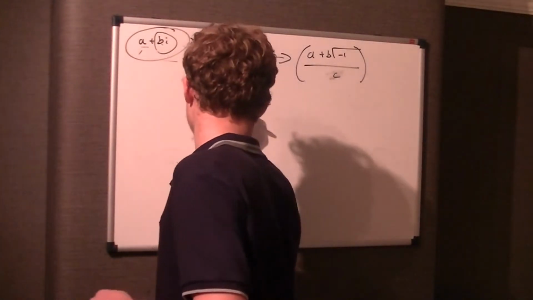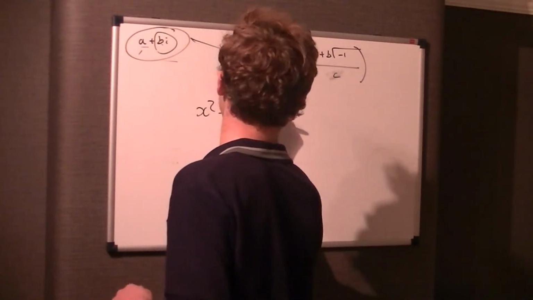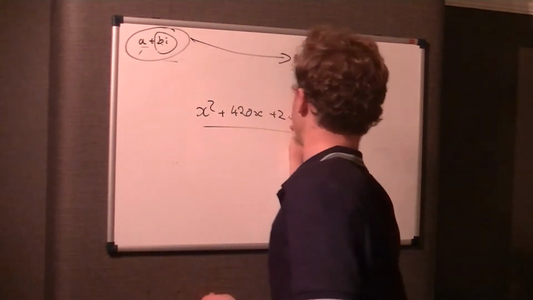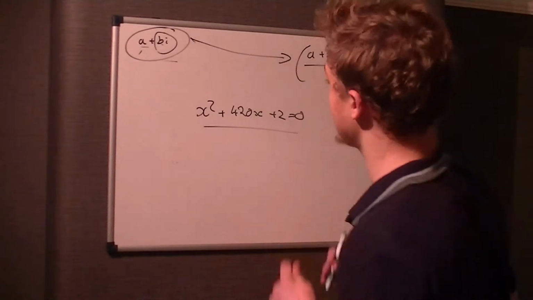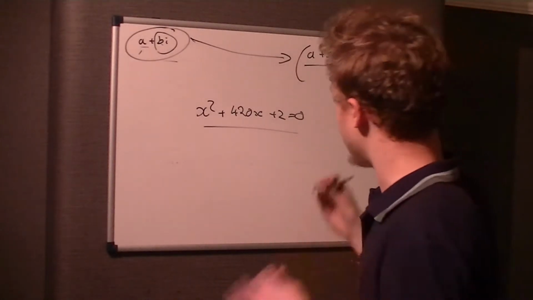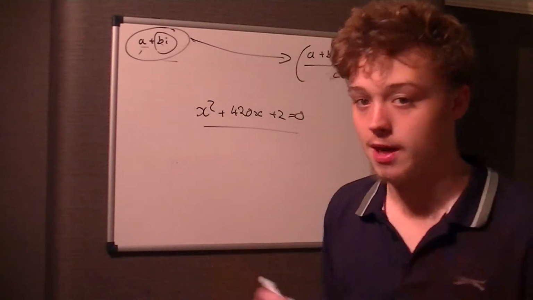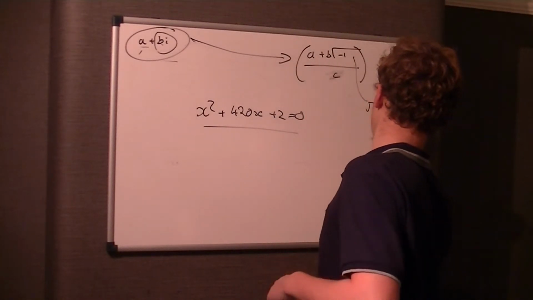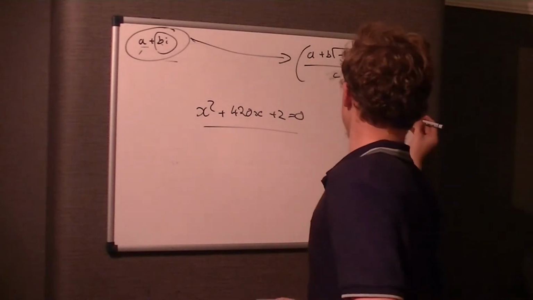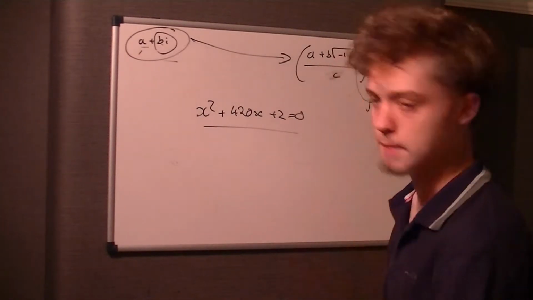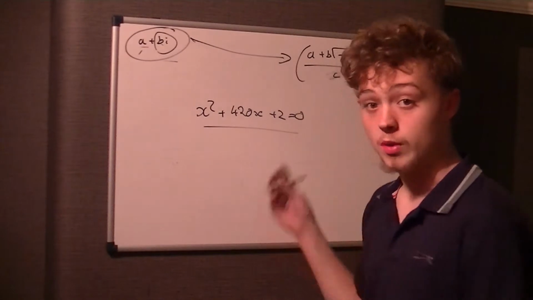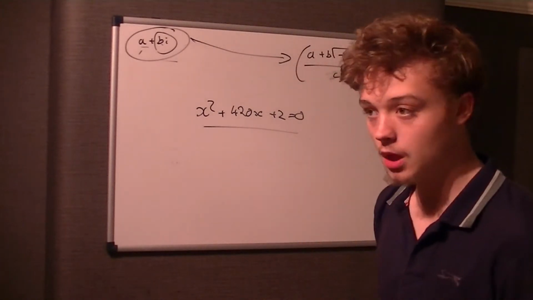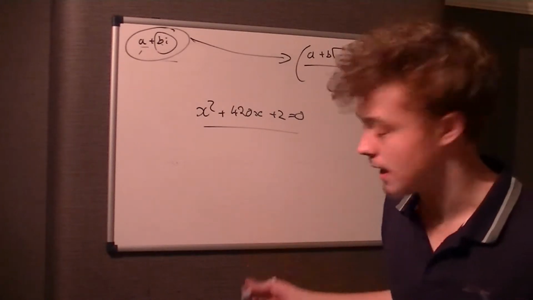So x squared plus 420x plus 2 equal to 0. That does not factorise. It's a quadratic, but it doesn't factorise. So therefore, this root minus 1 is actually saying that's the square root of b squared take 4ac. And 4ac must be bigger because we've got a minus under the square root. So therefore, we have an imaginary number. That's when we have to use this complex number thing.